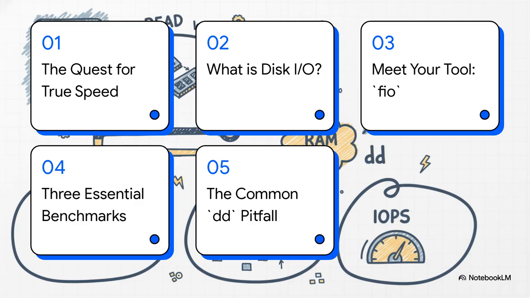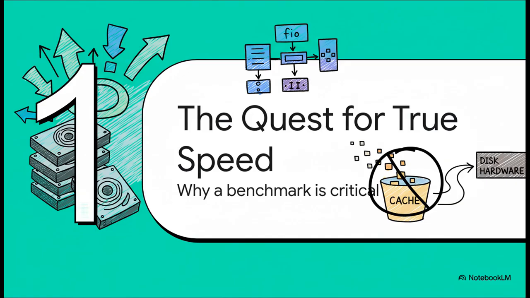All right, so here's the game plan. We'll kick things off with why we even need a true benchmark in the first place. Then we'll quickly cover what disk I/O actually is. After that, I'll introduce you to the pro-level tool for the job, FIO. We'll walk through 3 essential tests you should be running, and finally, we'll talk about a super common mistake, the DD pitfall, that almost everyone makes. Okay, let's dive right in.